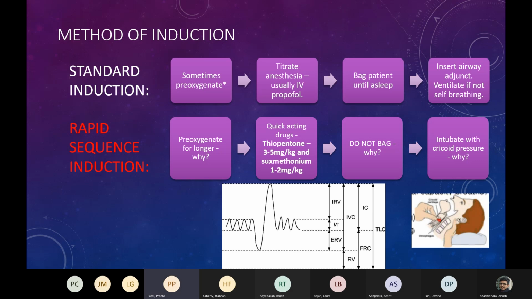But if you know that you're going to need some time between sending this person to sleep and actually getting an airway in them, then the way you buy yourself time is making sure that 100% of their residual volume is oxygen. Because then instead of 21%, you've got 100%. That's almost 5 times as much.